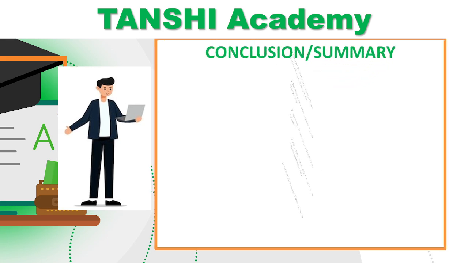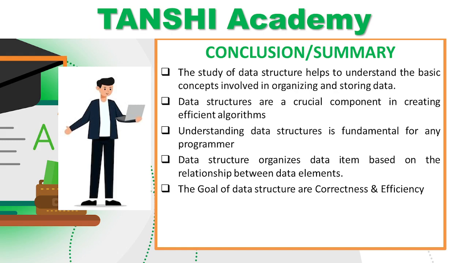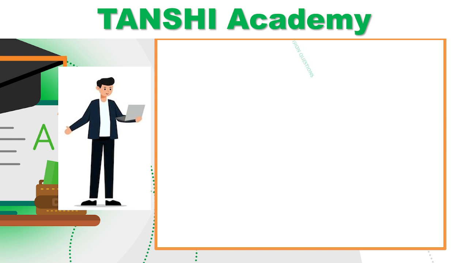Now, in summary, the study of data structure helps us to understand the basic concepts involved in organizing and storing data. Data structures are crucial components in creating efficient algorithms. Understanding data structure is fundamental for any programmer, which means that as you are future programmers, you need to understand data structures to be able to develop good software. Data structure organizes data items based on the relationship between the data elements. And of course, the two primary goals of data structure are correctness and efficiency.